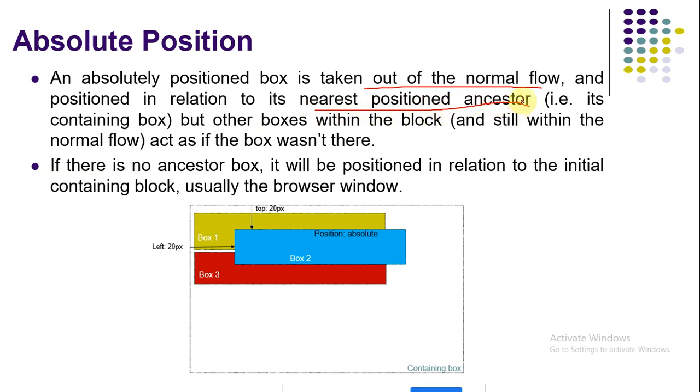Ancestor means the parent or containing box, but other boxes within the block and other blocks act as if the box was not there. Other boxes think that there is no such box, box 2 is not available at all, so other boxes will occupy the place. Okay, so that's the difference.